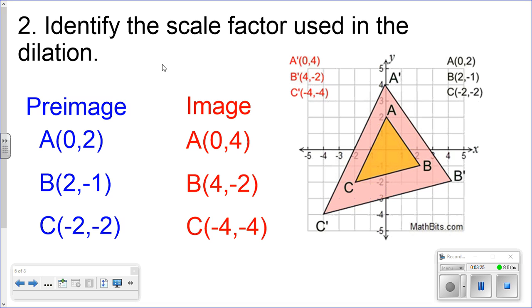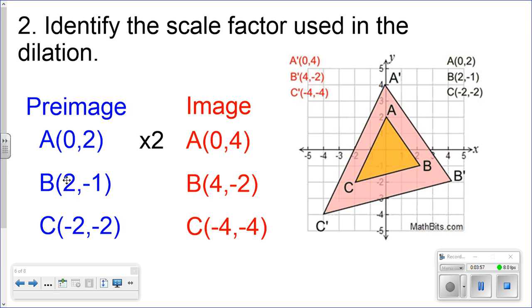Identify the scale factor. So these two triangles, you can see that my original triangle is the smaller one, and then my new one is the larger. So my pre-image, just for instance, A is (0, 2), B is (2, -1), and C is (-2, -2). So when I go to the image, what's happening to get from (0, 2) to (0, 4)? Well, it's multiplied by 2.